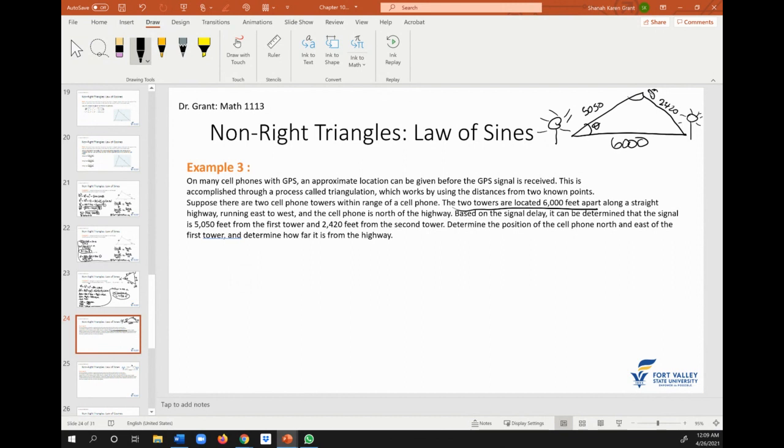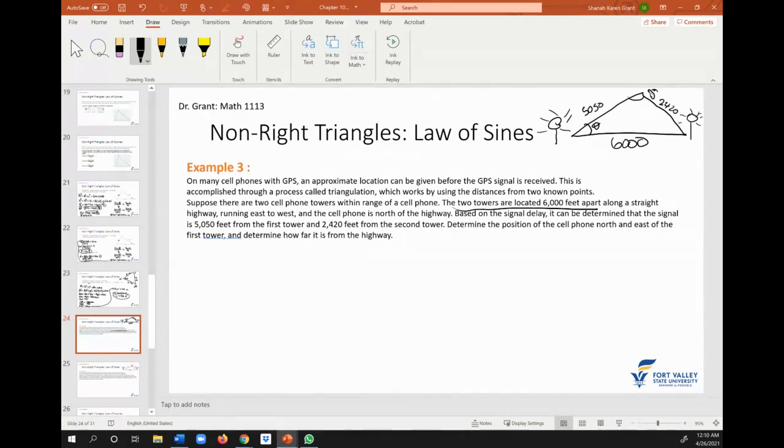Okay, so because we're looking at the position north and east, that is going to be where the cell phone is. So determine the position of the cell phone north and east of the first tower. So that's going to be where theta is, and determine how far it is from the highway. Okay, so how far it is from the highway, we'll deal with that later. That's going to bring in another piece. But we can use the law of cosines to figure out what theta is, right? By using A, B, and C, and so forth.